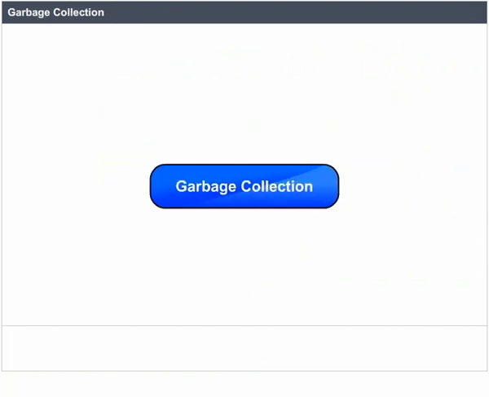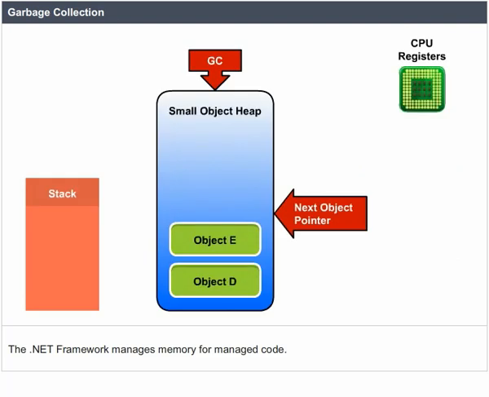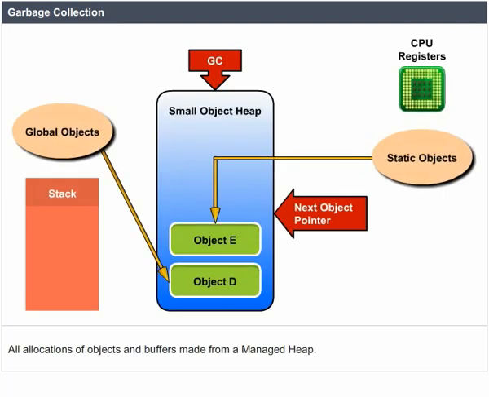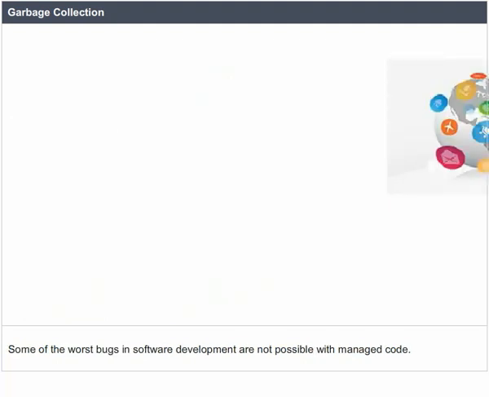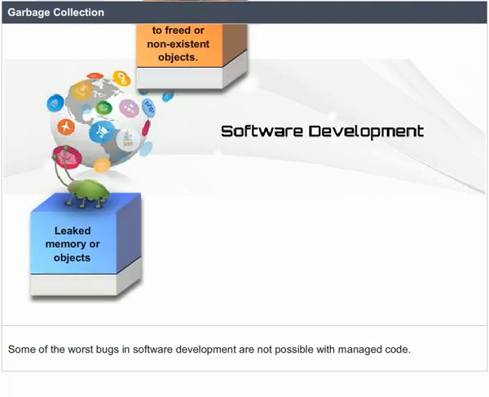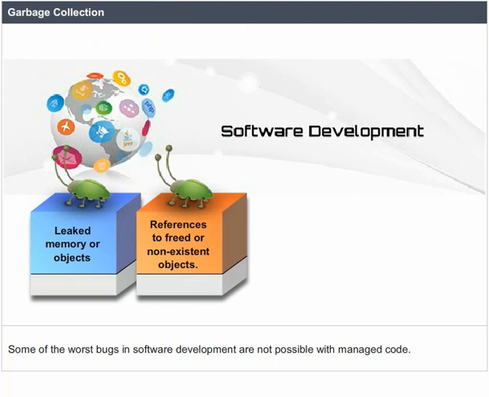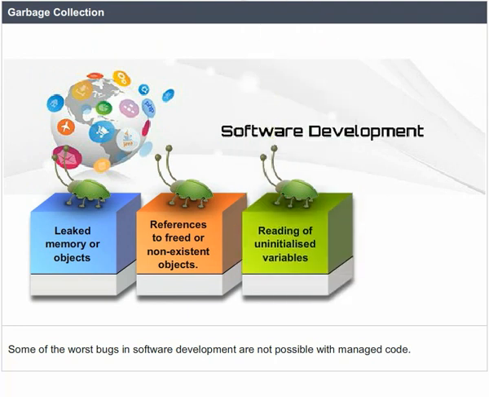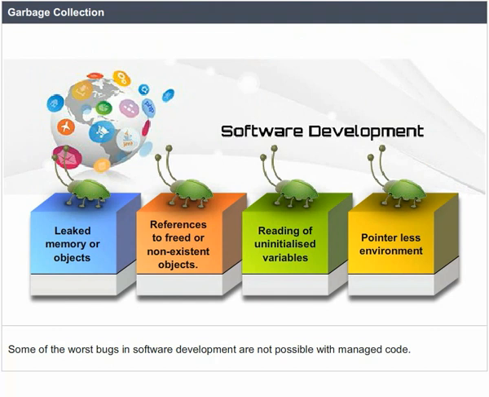Garbage collection. The .NET framework manages memory for managed code. All allocations of objects and buffers are made from a managed heap. Unused objects and buffers are cleaned up automatically through garbage collection. Some of the worst bugs in software development are not possible with managed code: leaked memory or objects, references to freed or non-existent objects, reading of uninitialized variables, pointerless environment.